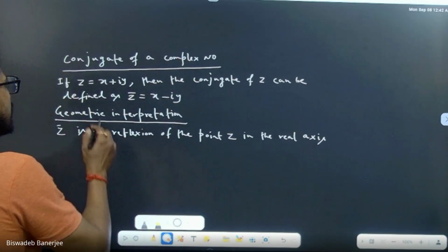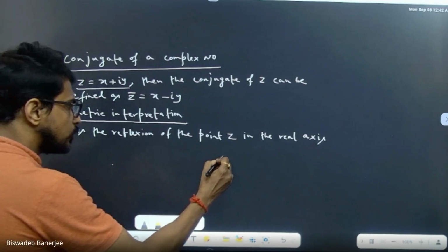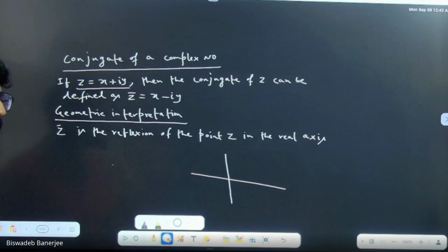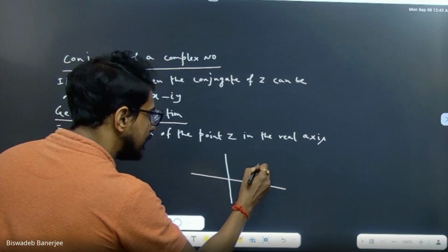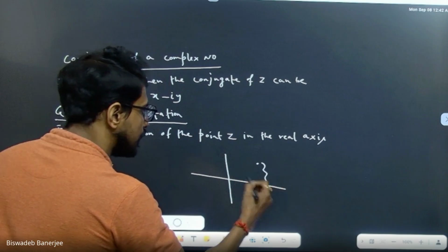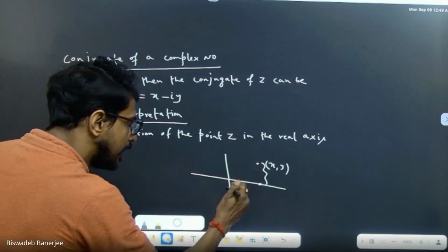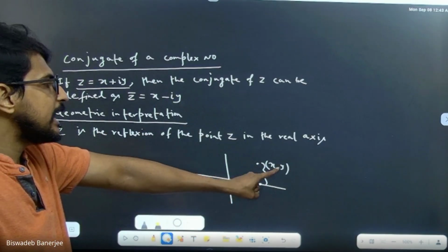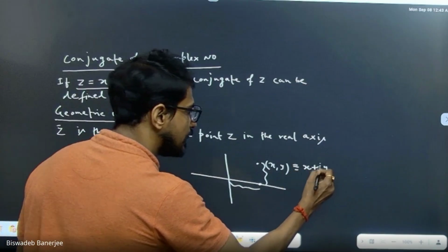So conjugate is, suppose we have a complex number z is equal to x plus iy. So therefore we know the geometric representation of z is equal to x plus iy. তার মানেটা কি? Suppose here is my x and here is my y coordinate. So my x comma y, that will be this. This is my length of y, this is my length of x. In that case, we know that my x comma y, that is equivalent to x plus iy.